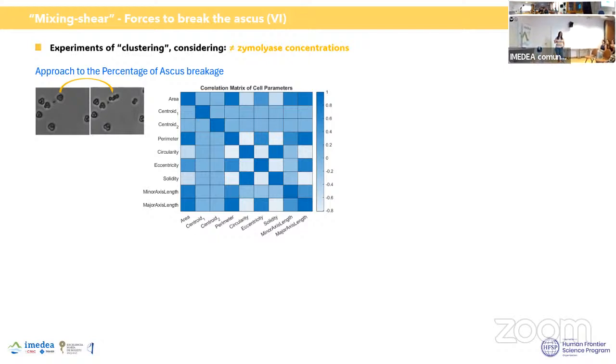The first approach that I have done, and then I will explain that we need to improve this, is to use the different parameters that we can calculate from a cell, which could be the area, the centroid, the circularity, eccentricity, and so on, and which parameters are correlated, like this in the dark blue, here with the area. These were the parameters that I used to differentiate between the cells, the ascus and the haploid, because I want to count the ascus that have been broken. So I need to differentiate between the cells.